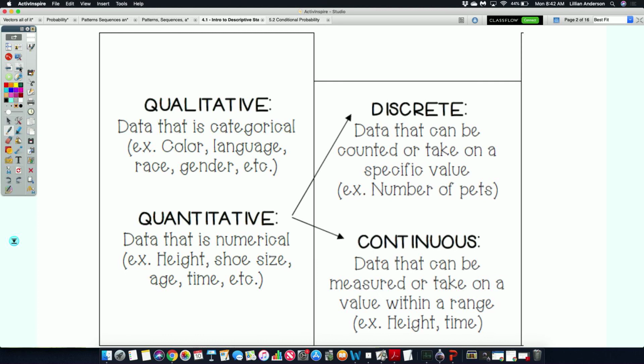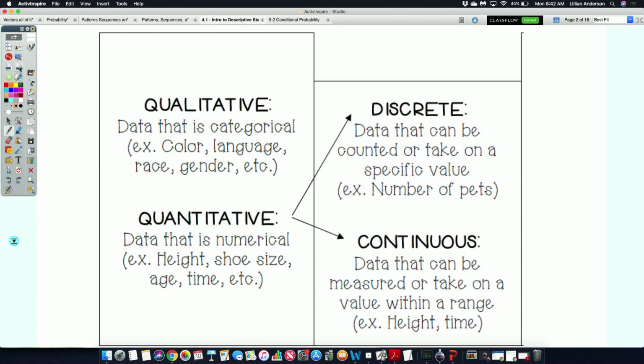So to start off, these are the different types of data. You can either have qualitative data or you can have quantitative data. Qualitative data is data that is categorical. Like when you go around and you take a survey of people, like what's your favorite color? What languages do you speak? What's your favorite type of candy? Those are all different examples of data that is qualitative because it's categorical. Does that make sense?